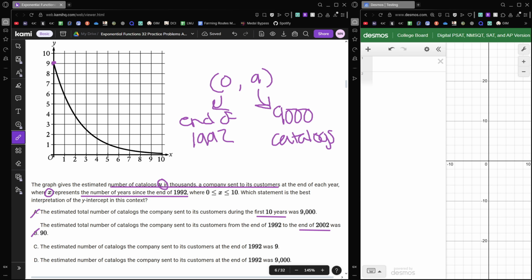C. The estimated number of catalogs the company sent to its customers at the end of 1992 was 9. We said it was 9,000, not 9, so C isn't our answer, which means that D is obviously our answer, but let's just check to be sure. The estimated number of catalogs the company sent to its customers at the end of 1992 was 9,000. Okay, it won't let me underline it, but both parts do check out, which means our answer is right.